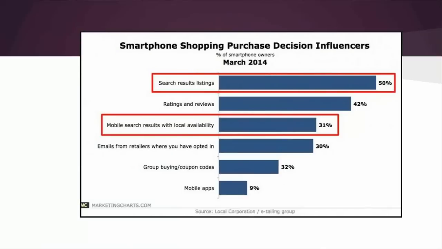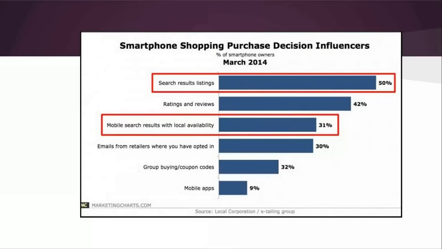So here's some interesting statistics that were pulled up in March of 2014. We found this on marketingcharts.com. It kind of goes off the statistics I just talked about, that these are what influenced people's decisions when they were shopping online. And it's funny that search results listings is more important than ratings and reviews.